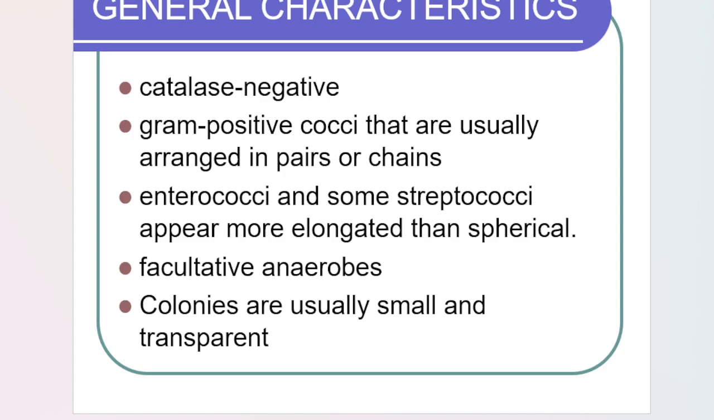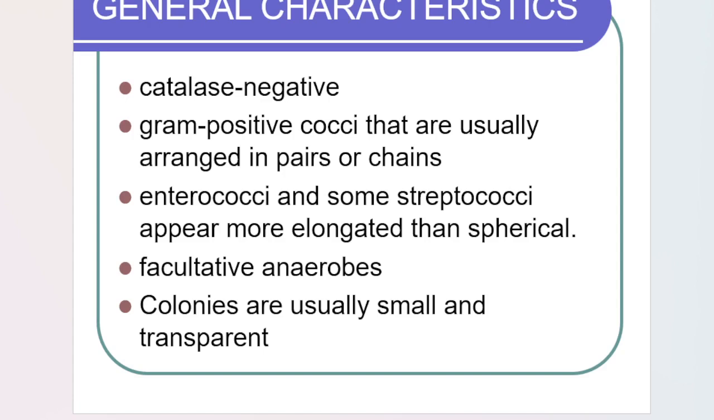Their appearance under the microscope: Enterococci and some streptococci appear more elongated than spherical. In the discussion of Staphylococcus, these are spherical, like a perfect circle. But Enterococci and some Streptococci are a bit elongated. Although they are not oblong, just slightly. Okay? Means they are not perfect circles.